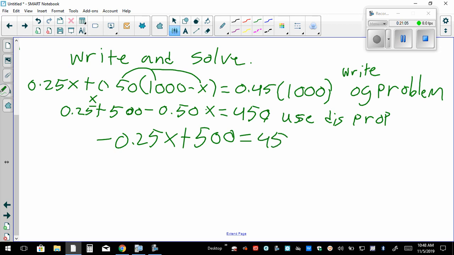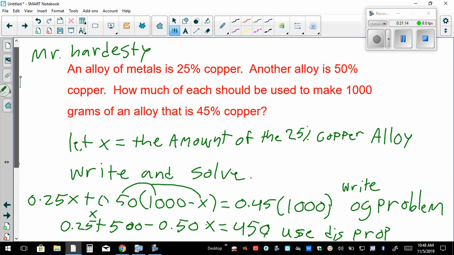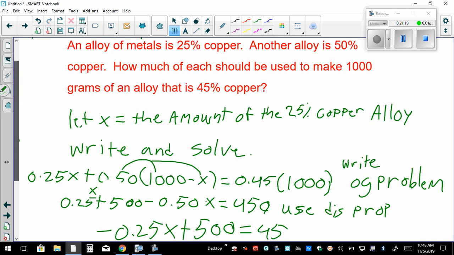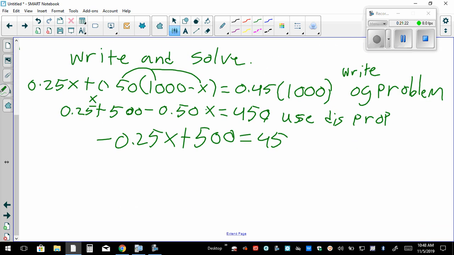How'd you get 0.25? 0.25 is the 25% copper. When you simplified, you got a positive 0.25x minus 0.5x. That's where he gets the negative 0.25x. You need to explain that so you know where you're going. And 0.50 times 1,000 equals 450.